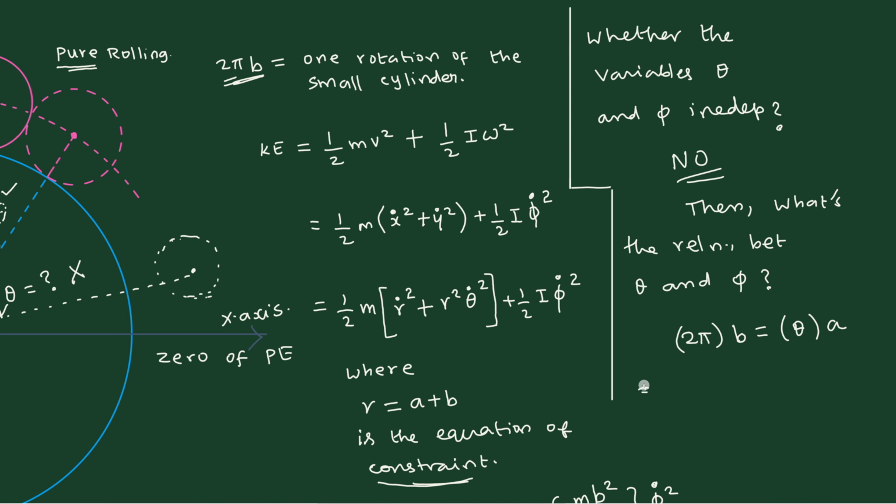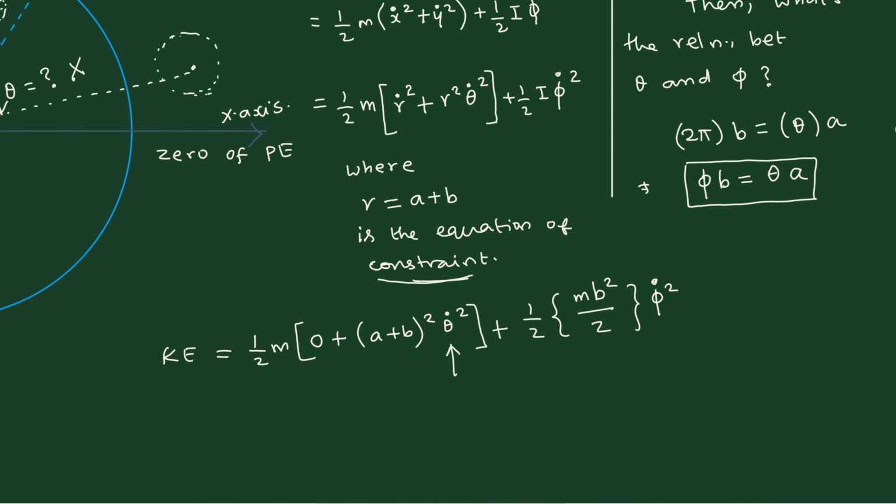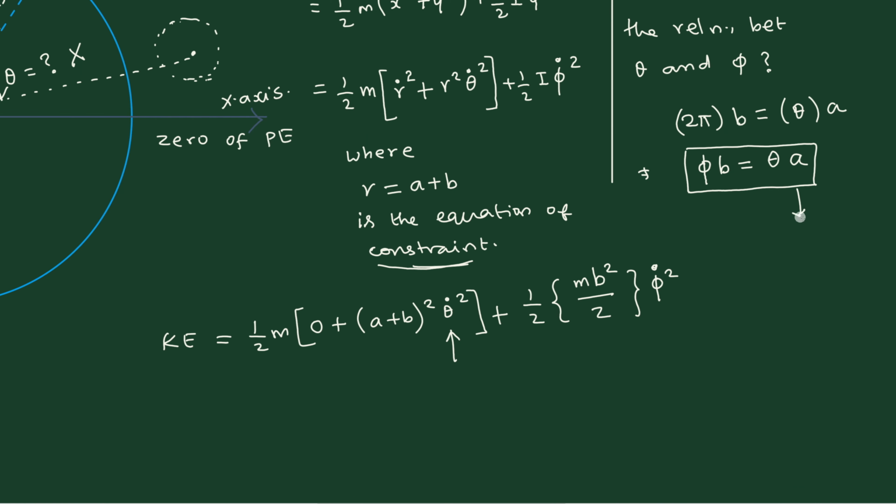So 2 pi is an example that we have taken for understanding purposes. 2 pi is something visible for you, so you can see. Instead of 2 pi, the smaller cylinder can roll by an angle phi, then the larger cylinder will make an angle theta. So this is our conclusion. This will be another relation holding between the two variables. Therefore we say that this is the equation of constraint.